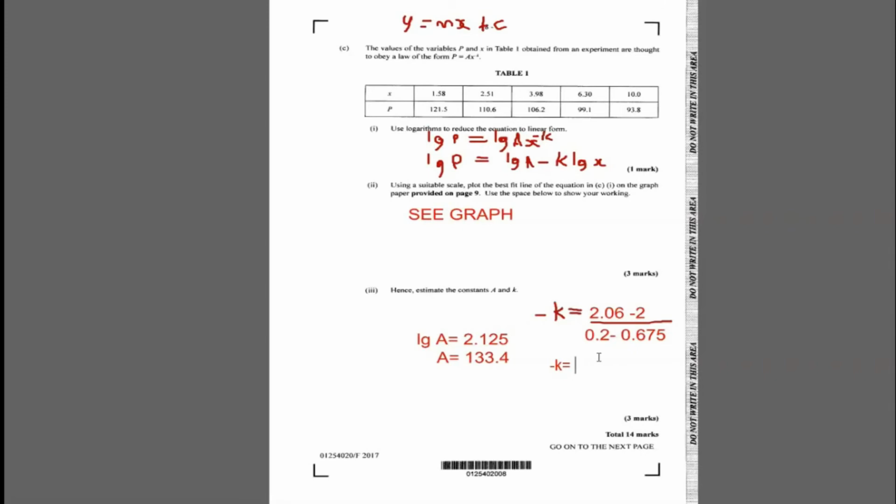I'm getting minus K is minus 0.126, and so in reality K is equal to 0.126. That is K. All right. Now this topic is known as linear reduction. This is linear reduction, one of the easiest topics in ADMA. Nice.